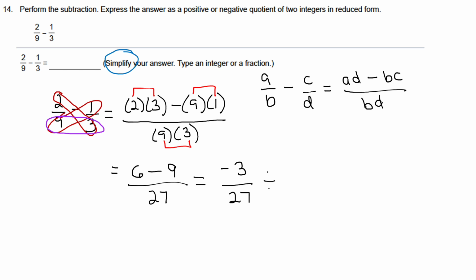I know that 3 and 27 are both divisible by 3. So I'll divide the top by 3 and the bottom by 3. A -3 divided by a +3 is a -1, and 27 divided by 3 is a 9. So my answer is -1/9.